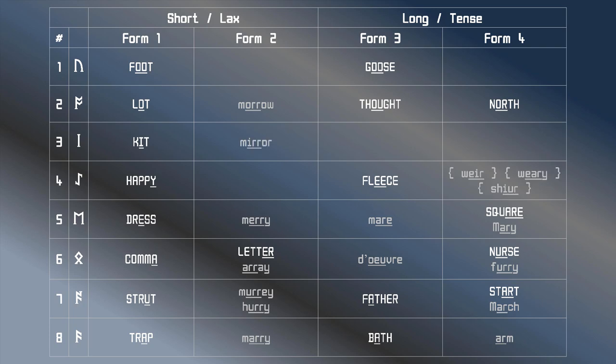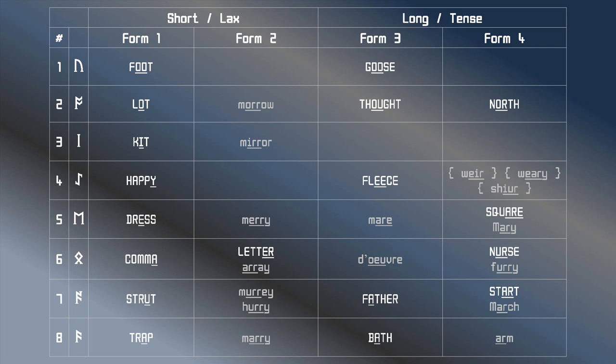Similarly, the rhotic form of the fleece vowel is generally not used in English. However, there are a few dialects which may say words like weir as weir. Another example of that is how the Jewish word shiur is sometimes said as shear. But for most of us, form 4 of group 4 is entirely unneeded. That is, we always merge this sound into a different vowel instead.